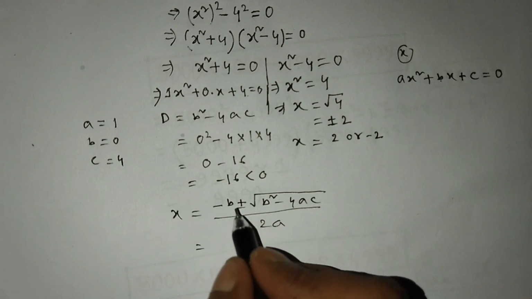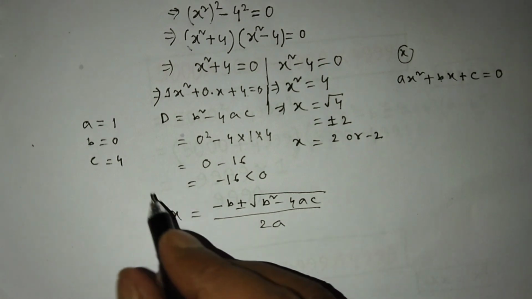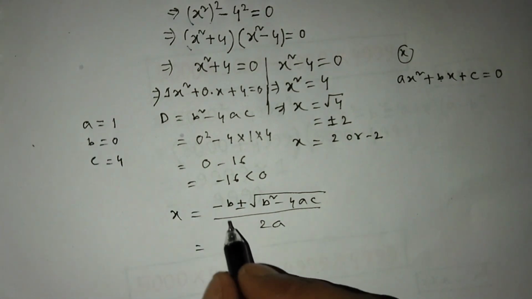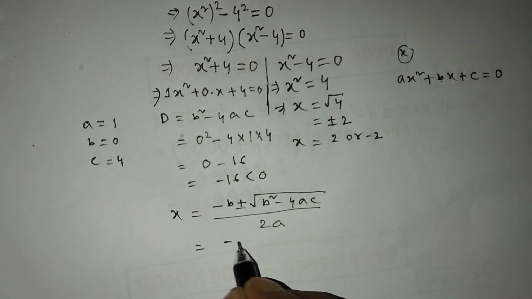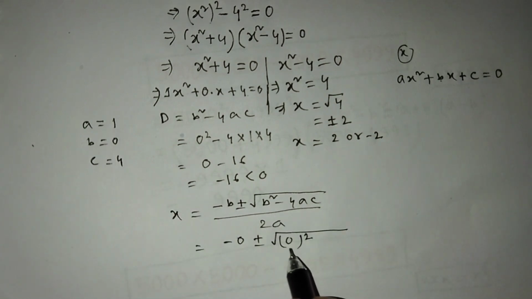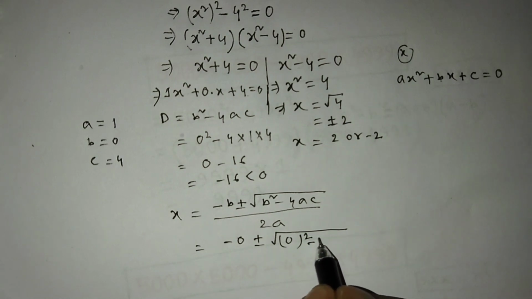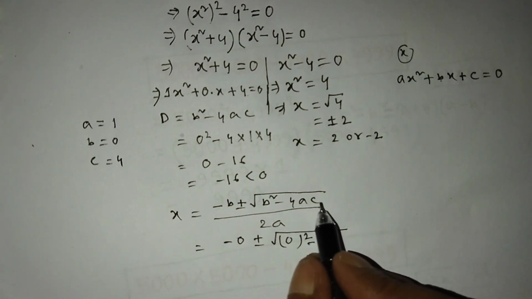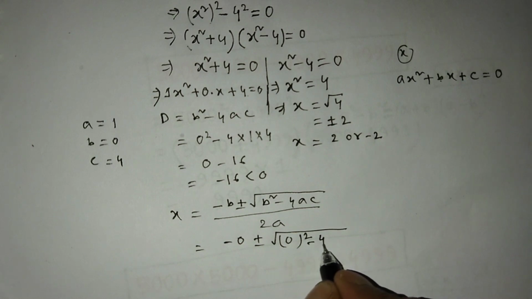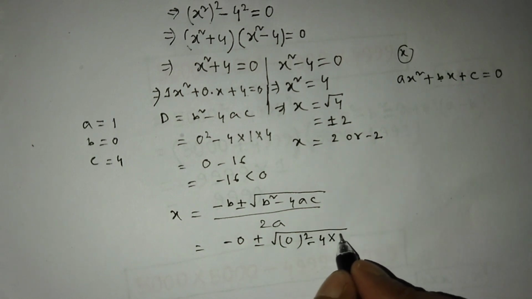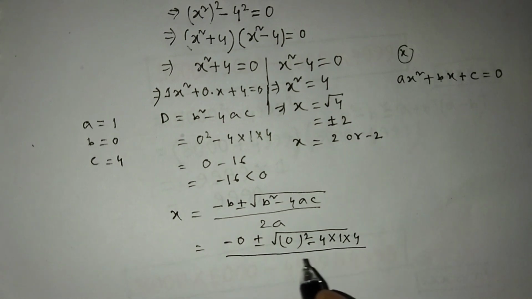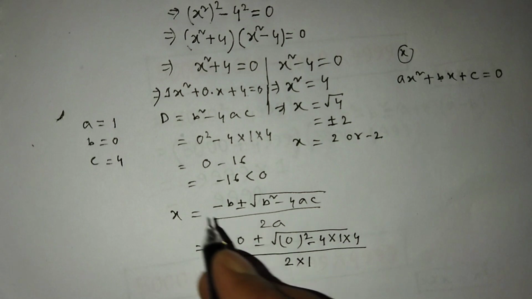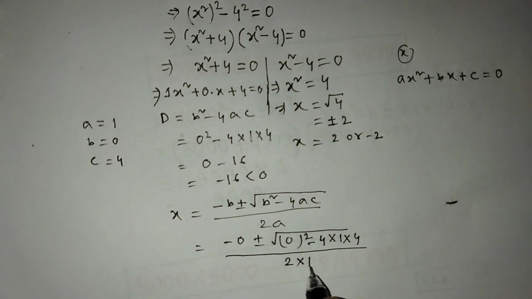Okay, so in the place of b, a, c, we have to put these values. The value of b is 0, so you have to write 0. b square, so that means here will be 0 square minus 4ac, so here we have to write 4 into 1 into 4, divided by 2a, that means 2 into 1. The value of a is 1, so you have to write here 1.